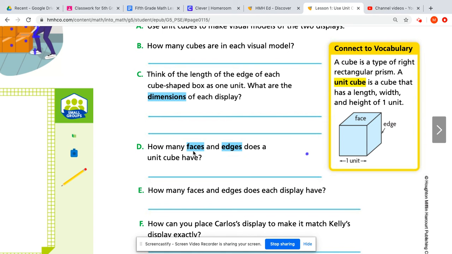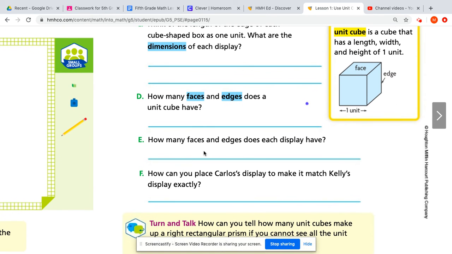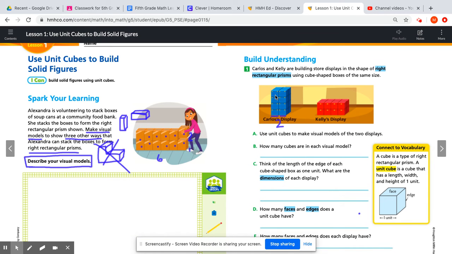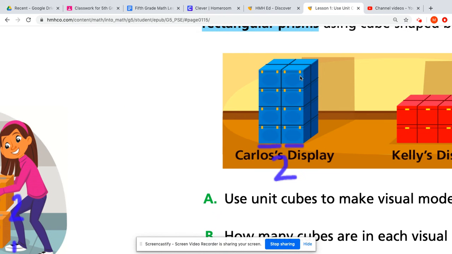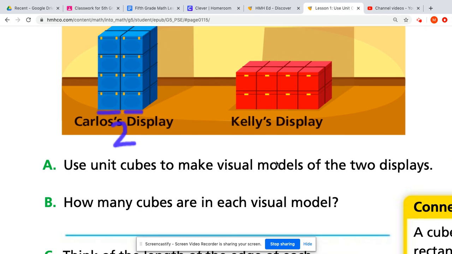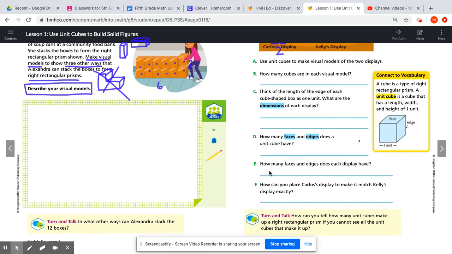So it wants to know how many faces does this unit cube have, and how many edges does this unit cube have, okay? Based on that information, how many faces and edges does each display have? So I don't want you guys to get confused and start counting, okay, this is a face, this is a face. It's more of like this whole thing is a face. So this whole side right here, these 8 boxes is 1 face. These 4 boxes, face 2, face 3. How many faces does Carlos' display have? How many faces does Kelly's display have? Okay, and then answer that question over here about that.